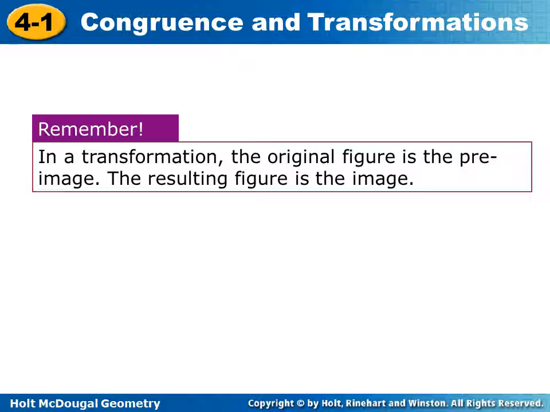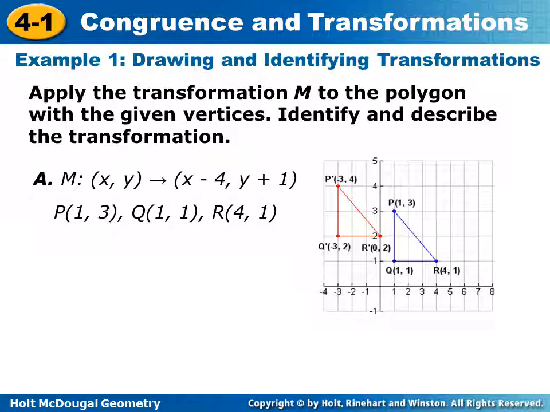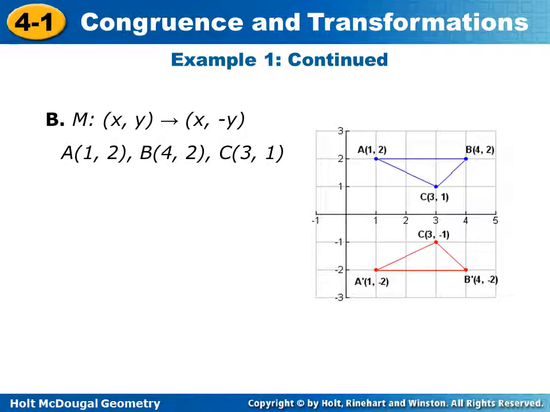In a transformation, remember the original figure is the preimage and the resulting figure is the image. For this application, we're going to go ahead and do the transformation M to the polygon with the given vertices. We want to identify and describe the transformation. So when we transform this, we're going left 4 units and 1 unit up. With this example, we're going from (x, y) to (x, negative y). So when we reflect it, we see that there's a reflection around the x-axis.